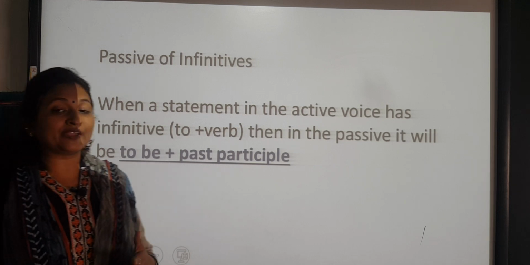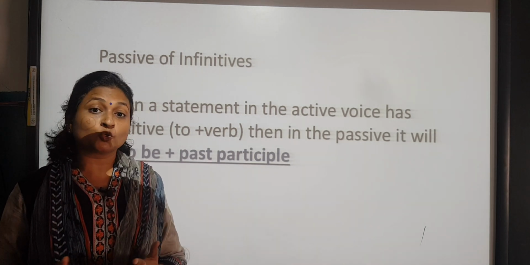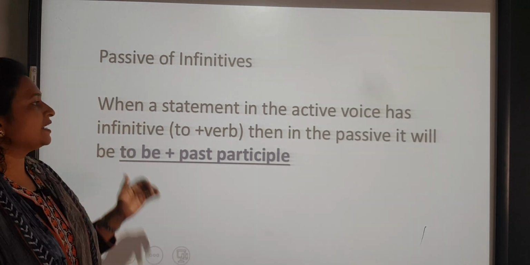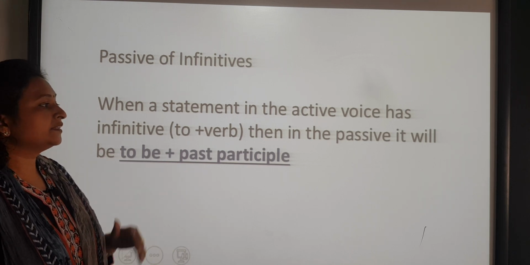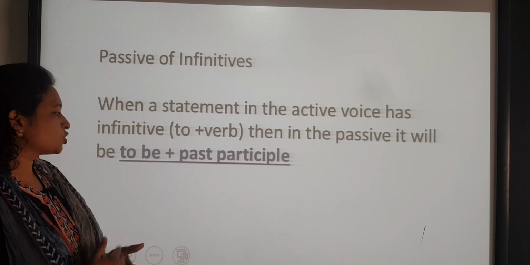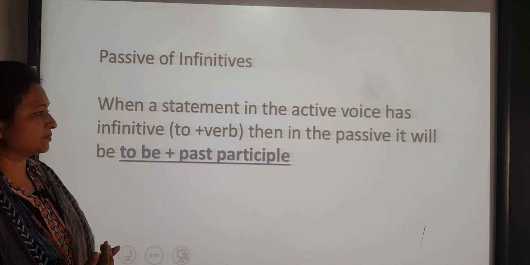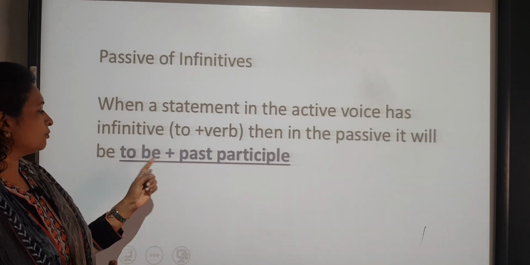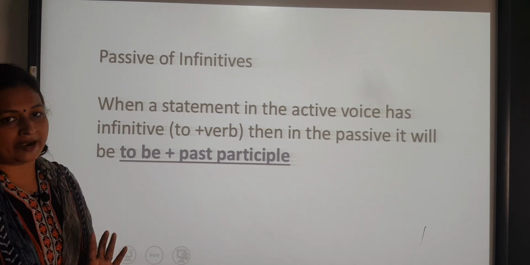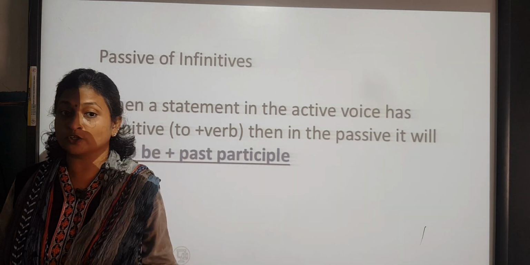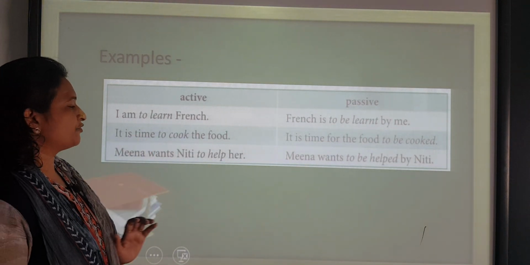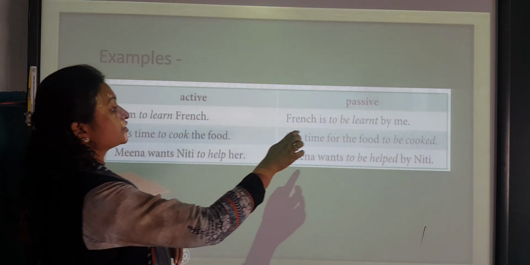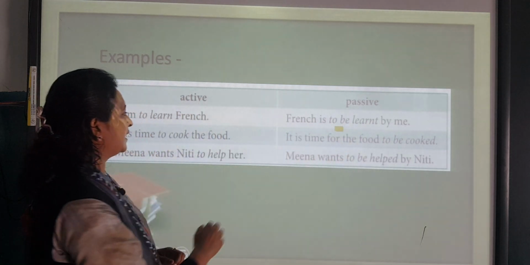Now passive of infinitive. Now infinitive means what? To plus verb. So when a statement in the active voice has infinitive, that is to plus verb, then in the passive it will be to be plus participle. Okay, to plus verb, so add a be word in between when we are converting it into passive form. I am to learn French. So French is to be learnt by me.